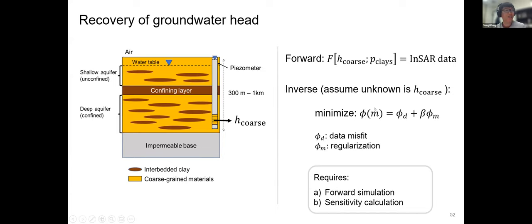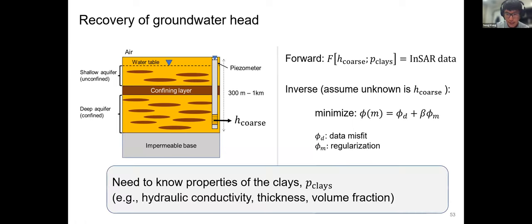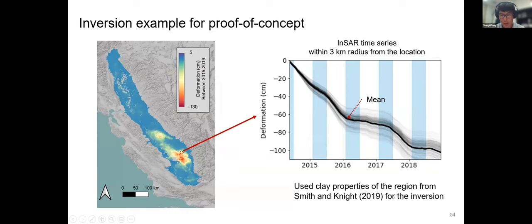And you can use the same form of inversion, a similar inverse framework to what I have used in airborne EM, but it requires simulation and sensitivity calculation, which I used to do for developing EM inversion code. So I did it. Today I'm going to focus on the case where I know the properties of the clays, but in practice, you need to estimate properties of the clays as well, like hydraulic conductivity, thickness, and volume. The reason I could assume that I know those properties is that other people estimated them for a given head data, as well as the surface deformation data. So I used those properties.